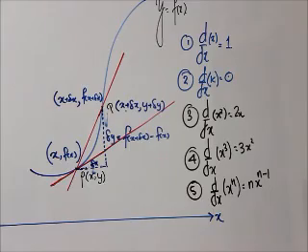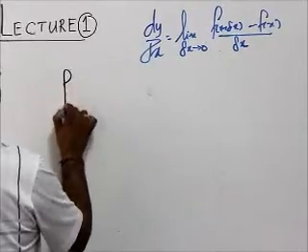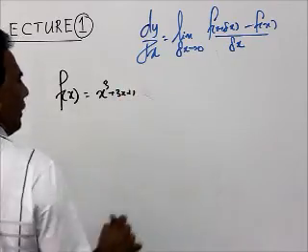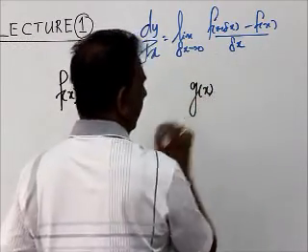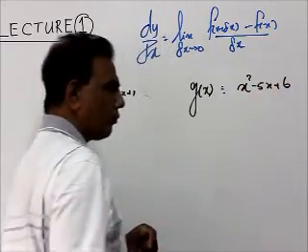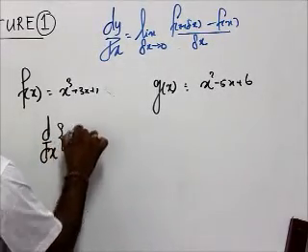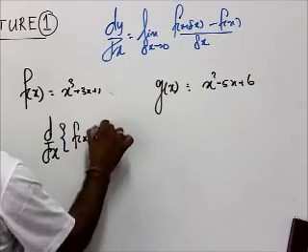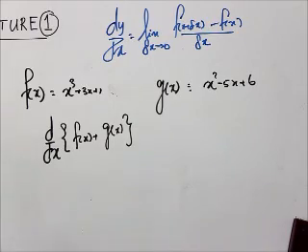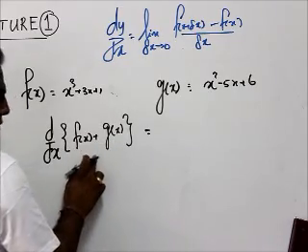Before that, we should know some fundamental theorems. So f of x is one function, for example, x cubed plus 3x plus 1. And g of x is another function, for example, x squared minus 5x plus 6. So now d by dx of the sum of these two functions, f of x plus g of x. So this is differentiation of the sum of two functions.